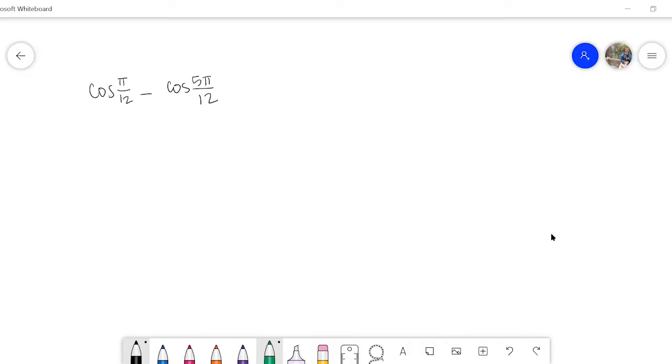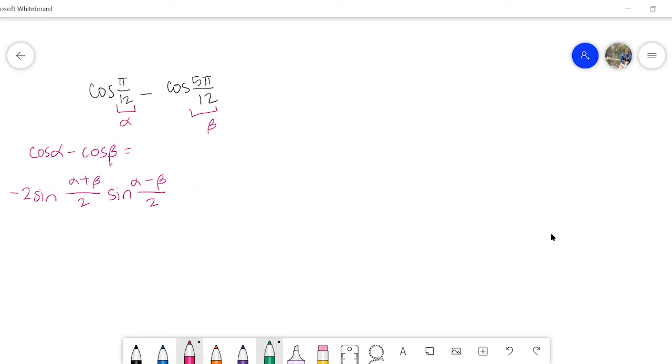Okay, so this formula, we're using cosine of alpha minus cosine beta, and this is kind of the special one of the group. This is a negative 2 sine, and it's the only one with that negative, alpha plus beta over 2 times sine alpha minus beta over 2. Okay, so again, alpha is here, beta is here.